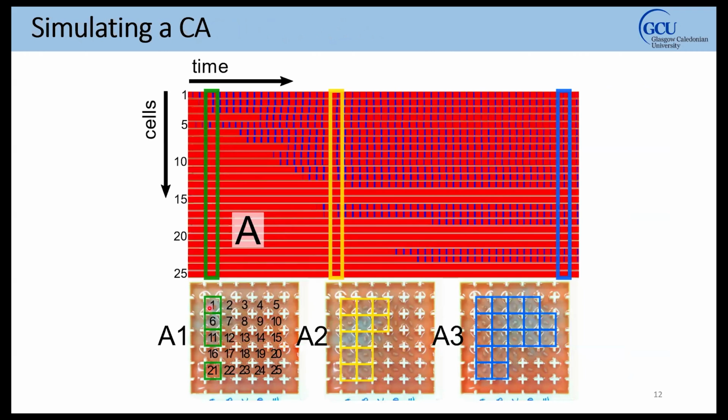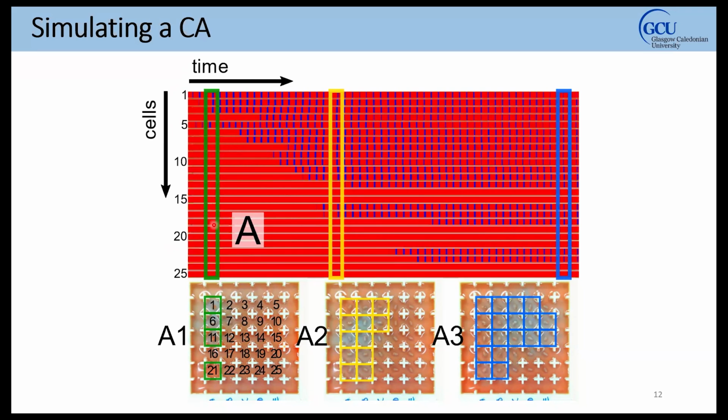Here you can see, I'm going to describe this briefly. This is the first CA simulation that we did. We have the 25 cells, 1, 2, 3, 4, 5, and so on up to 25, and we are putting them together in the rows here, and then the columns are going to be the time. When it's red, it means that it doesn't oscillate, and when it's blue, it means that it oscillates.